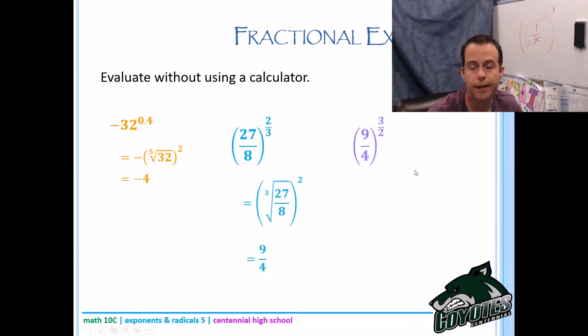Okay, and then 9 over 4, I'm going to take the square root of 9 over 4 because of the denominator here in my fractional exponent. So that'd be 3 over 2, and then I'm going to take that to the 3, so that would give me 27 over 8.